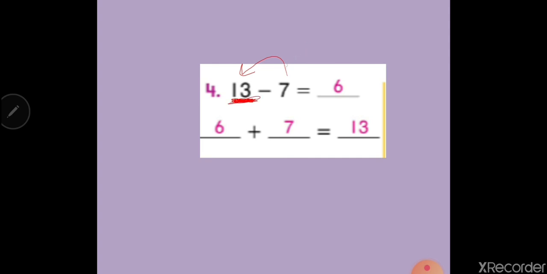You count after the small number, like in this case 8, 9, 10, 11, 12, 13, okay? So you open 6 fingers. Now, to check your answer, you will use the plus sign, where you will put the two small numbers together, like 6 and 7 together, and here you will get the daddy, the whole big number. Okay?